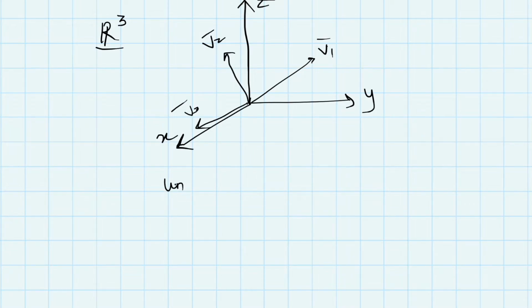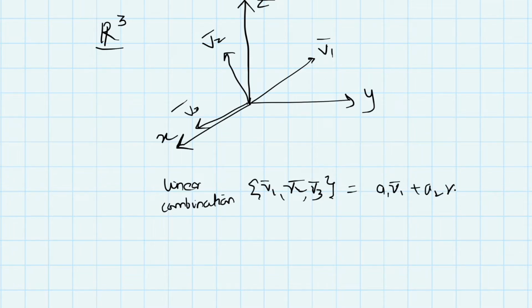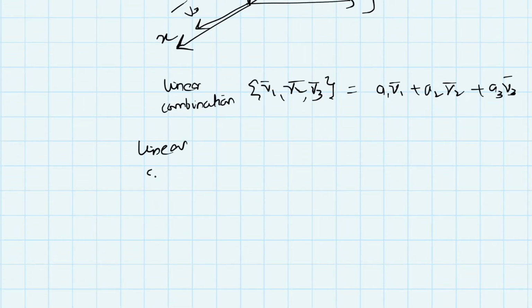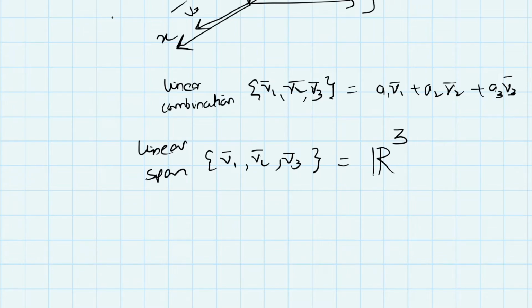So now what is a linear combination of v1, v2, v3? A linear combination is nothing but a1 v1 plus a2 v2 plus a3 v3. So these are real numbers and these are vectors. But now what is the linear span of v1, v2, v3? The linear span of v1, v2, v3 is the whole of R3. This is very important to understand.